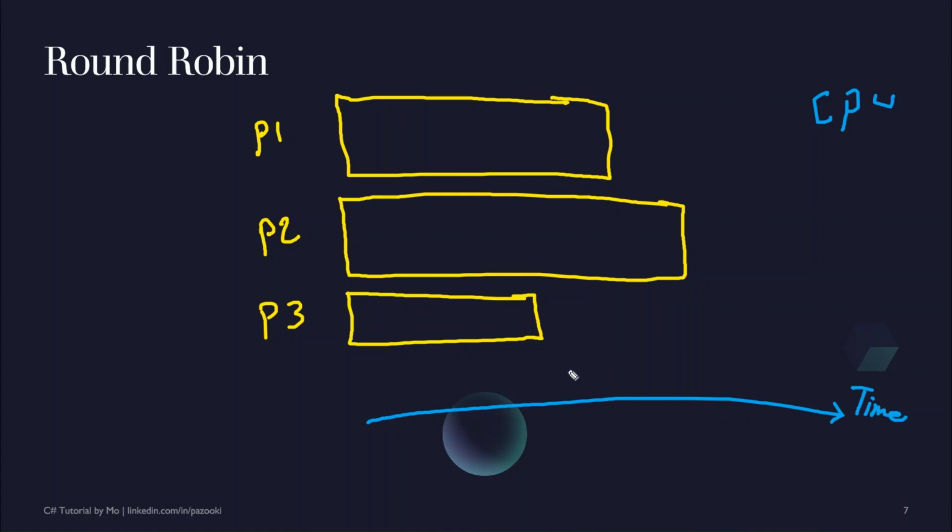In this algorithm, we have a fixed time slot. For example, we are going to consider 20 seconds as the time quantum. The CPU will spend 20 seconds processing process 1.